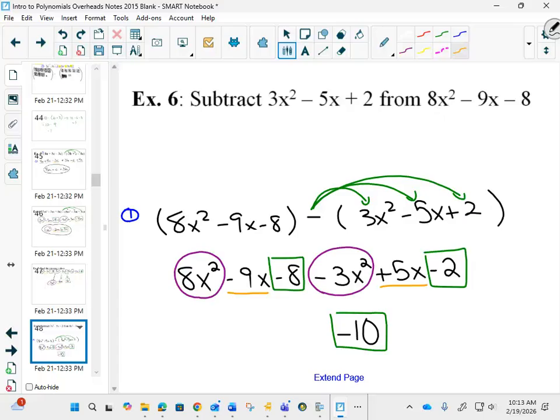Eeyore. What color? Oh, purple. Purple. Negative 11. Oh, five. Are you going 5 or negative 11? 5, because I thought it was minus. 5 is correct.